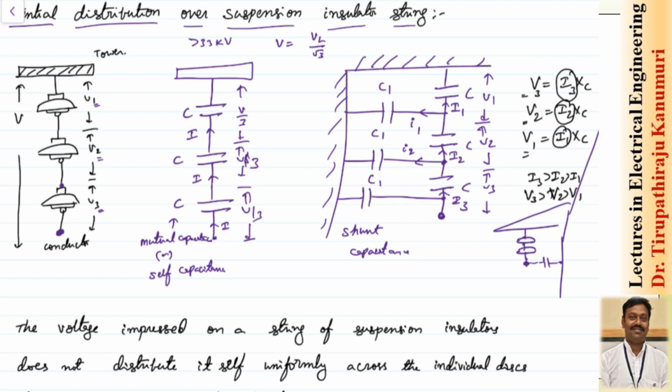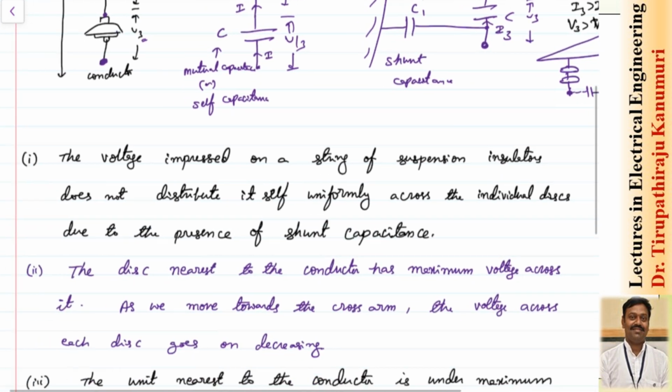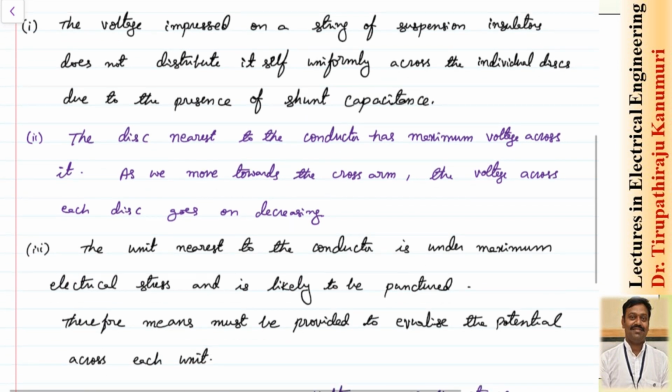That means the voltage distribution across the string will not be uniform because of the formation of shunt capacitance. Let us try to summarize the point what we have seen till now, then we will proceed to how to solve this problem. The voltage impressed on a string of suspension insulators does not distribute itself uniformly across the individual discs due to the presence of shunt capacitance. This is what we observed.